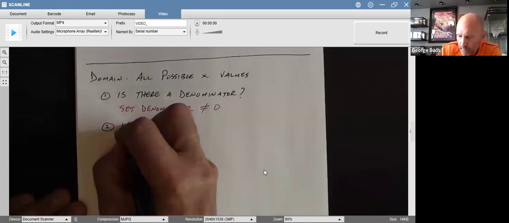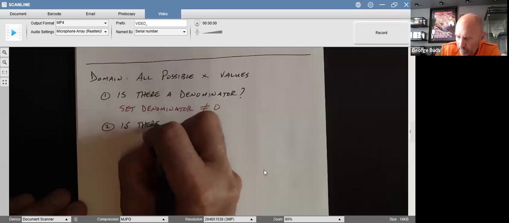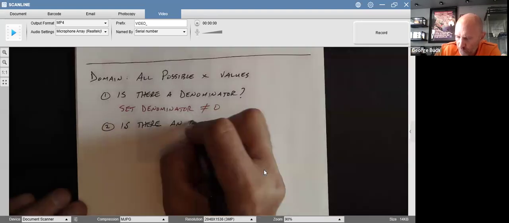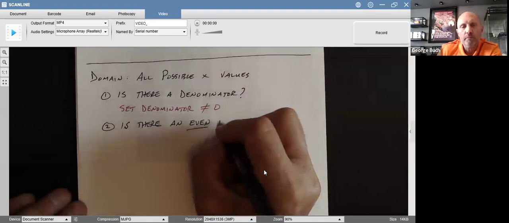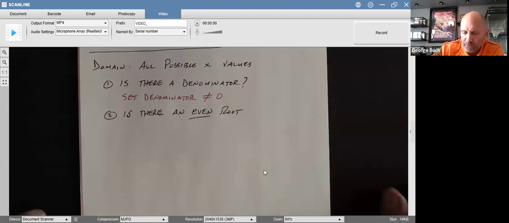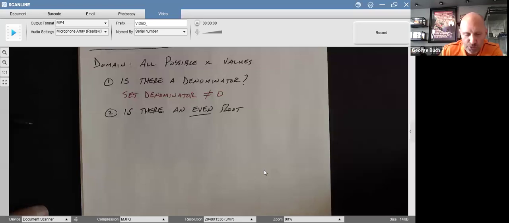The second question that we're going to be asking as we discuss domain here is, is there an even root? So in that situation, we don't want negative square roots. We don't want negative fourth roots, sixth roots, etc. The odds are okay because I can do like cube root of -8 and get -2. So that's okay, but when I have an even root, that becomes an issue for me.